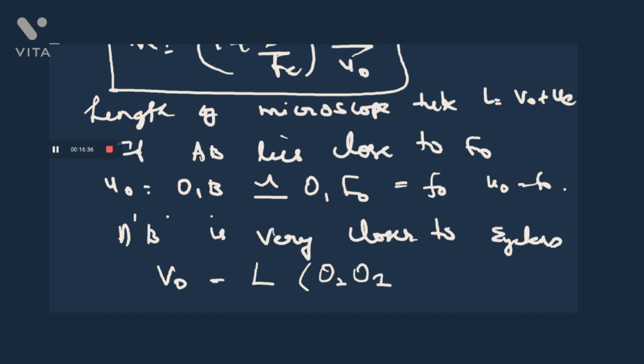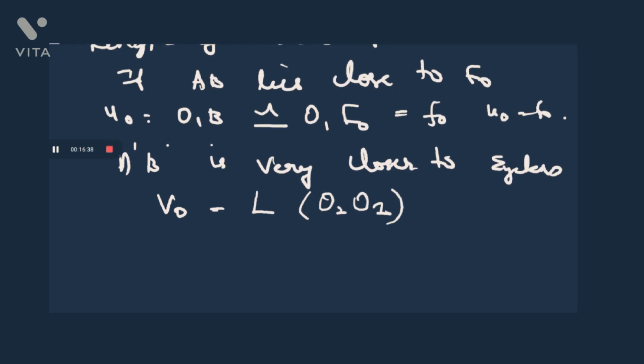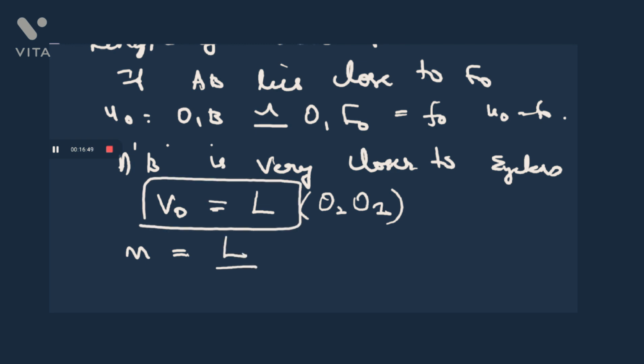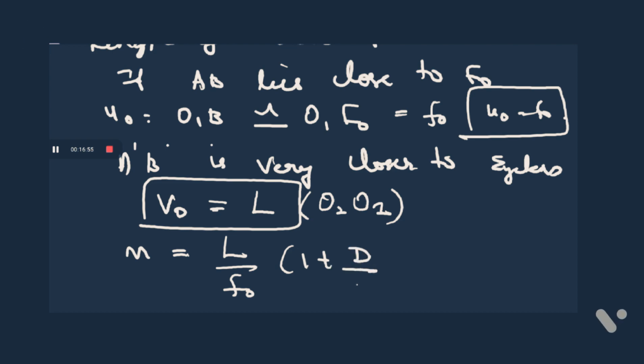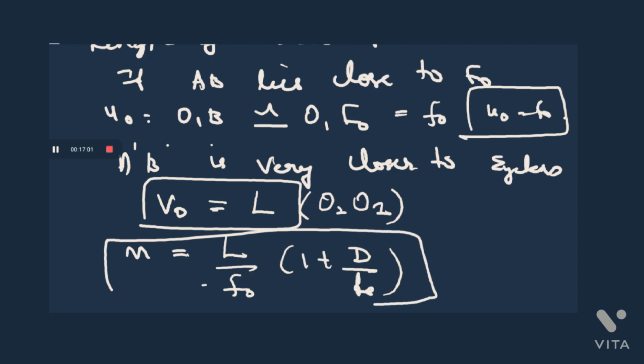It is O2, O1. So if you consider this L, you can also write this formula as, instead of V naught by U naught, V naught is L, as we are getting it here, and U naught is F naught, which we have approximated, right? And then it is 1 plus D by Fe, right? As F naught is negative, you can maintain the minus sign over here. So this is your formula.